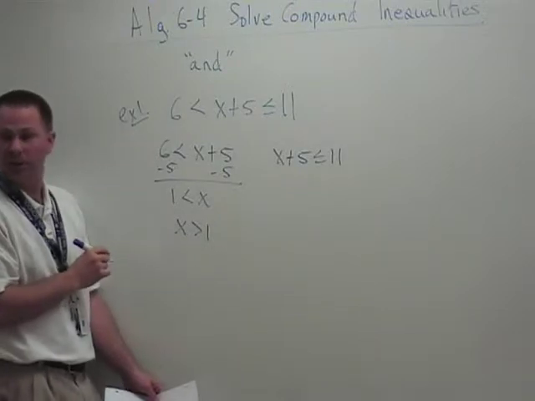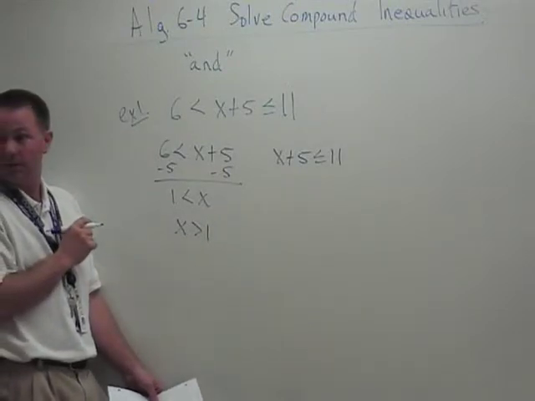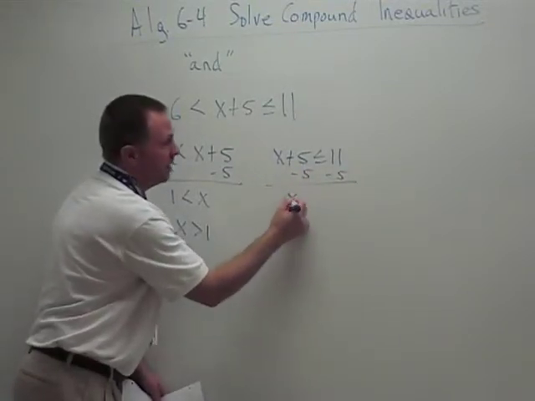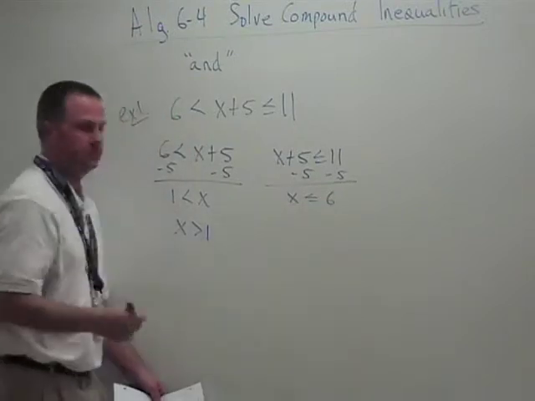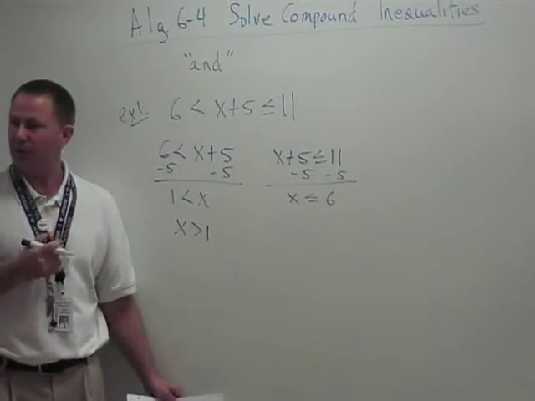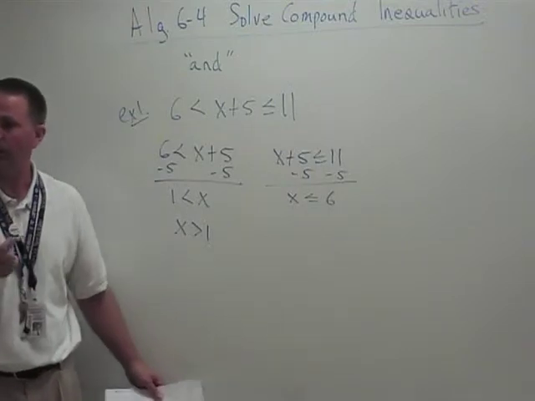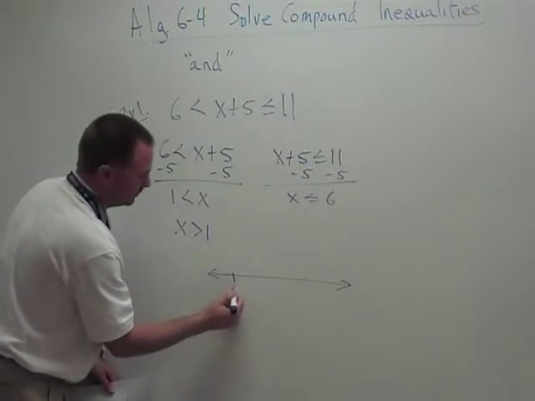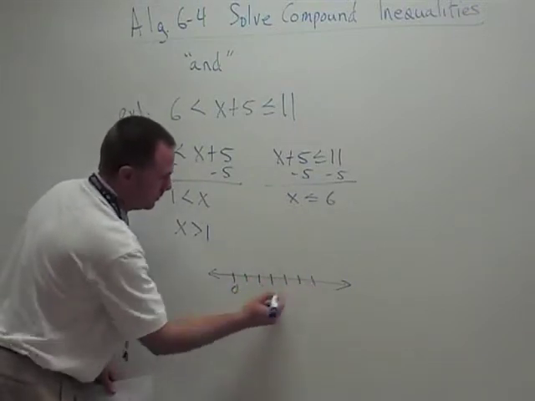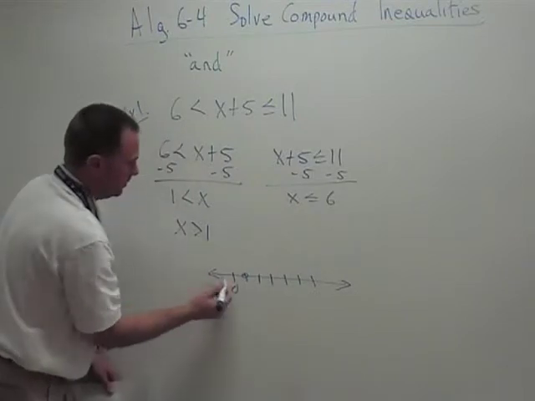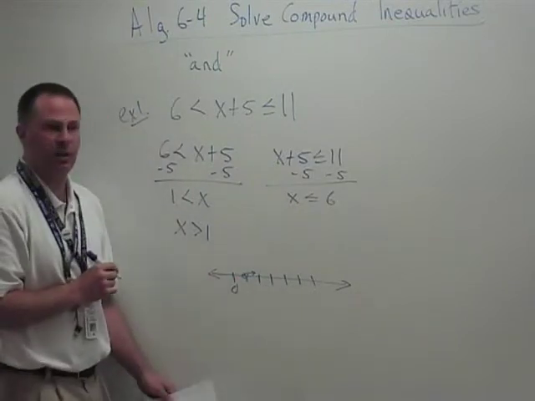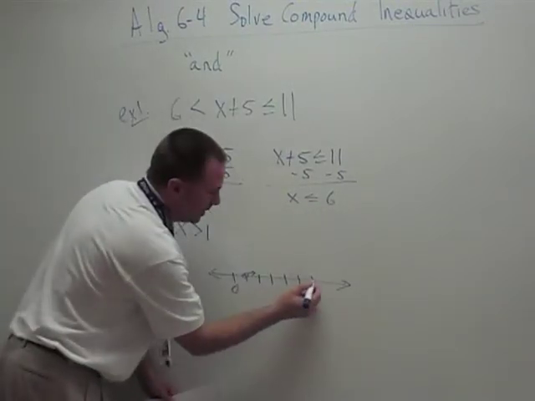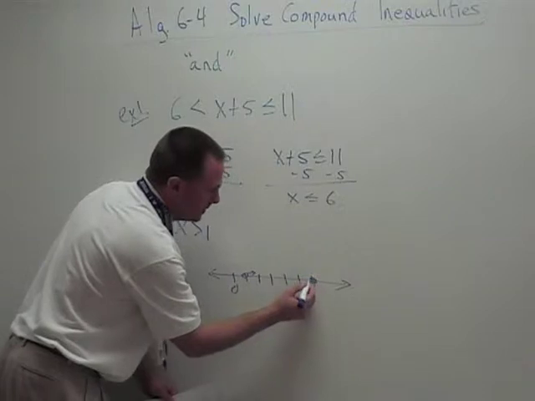I like to have my variables on the left side, so I just flipped everything. Is that okay? And then I solve this one, minus 5. So x is less than or equal to 6. Can everybody do that? Okay, and then you have to graph it. So x is greater than 1. So open dot at 1, shaded to the right. I'm not going to shade yet, I'm just putting an arrow until I'm done. And x is less than or equal to 6. A closed dot at 6, shaded to the left.